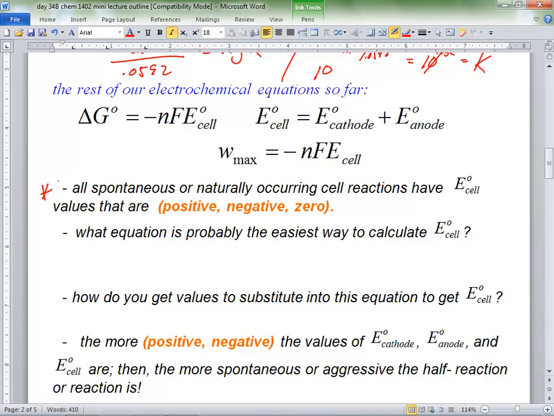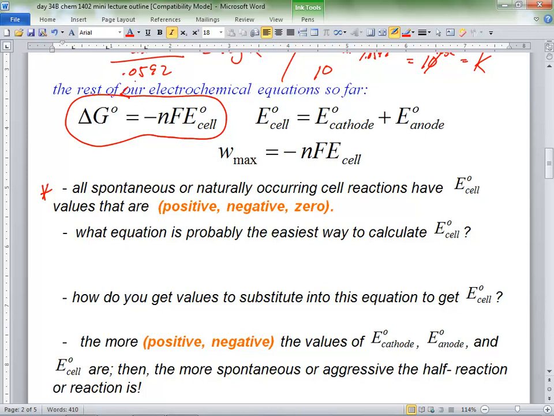All spontaneous or naturally occurring cell reactions have E0 cell values that are... now, this is the only one I memorize. That Gibbs energy. They made a big deal out of this. Remember, delta G was what for natural processes? Delta G was negative. That's the only thing you got to remember. So that's what I like about chemistry. It minimizes the things you got to memorize. Delta G is negative for spontaneous things.